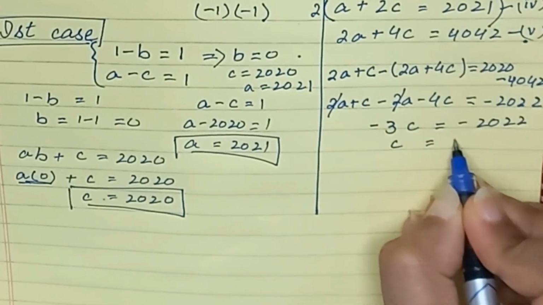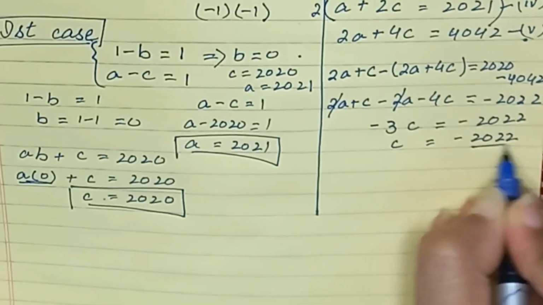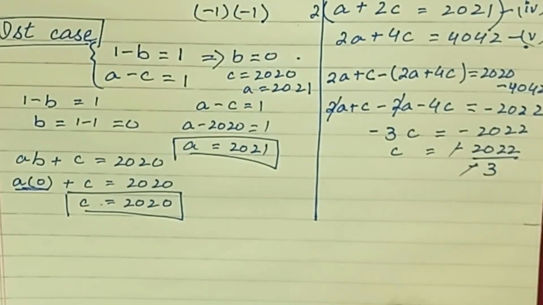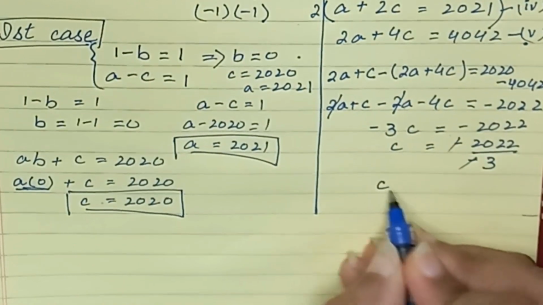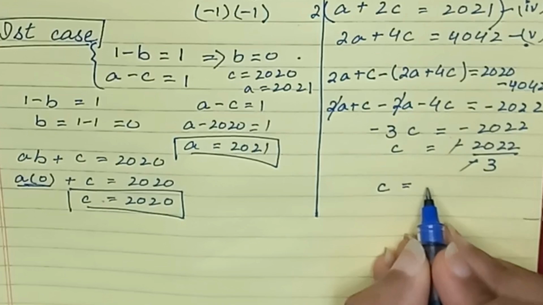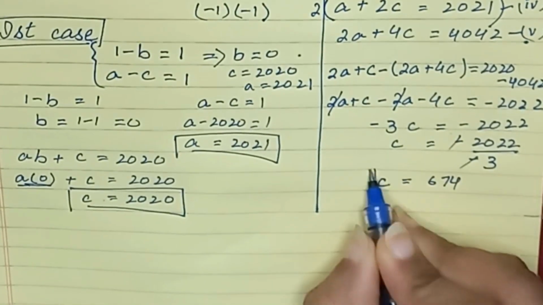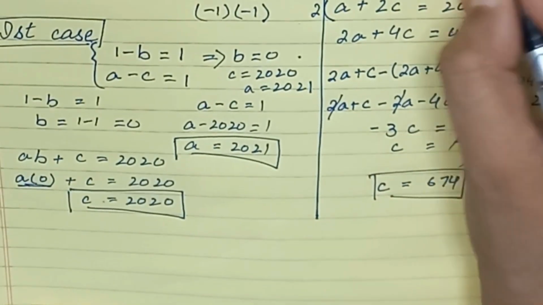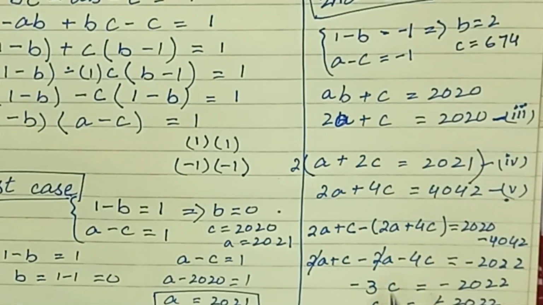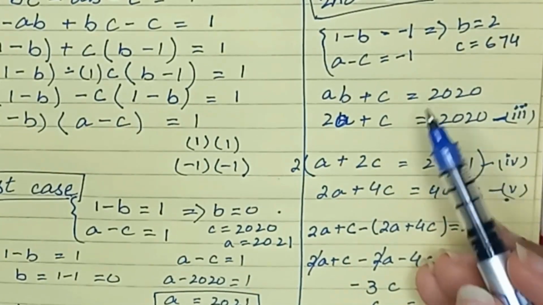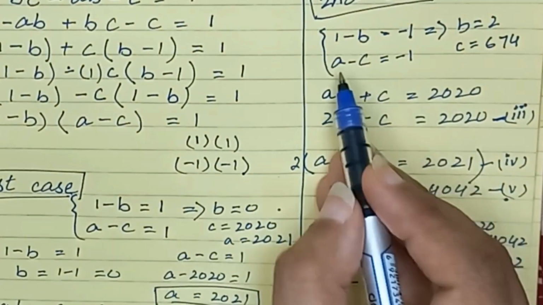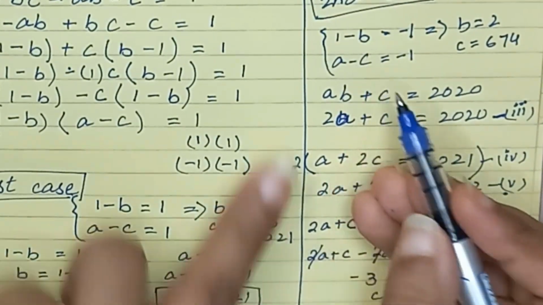So c is equal to minus 2022 divided by minus 3. The negative sign will cancel out with the negative sign. So the value of c is 2022 divided by 3, which is equal to 674. Now b is 2 and c is 674. Now we will find the value of a. We can find the value of a easily if we put the value of c here.